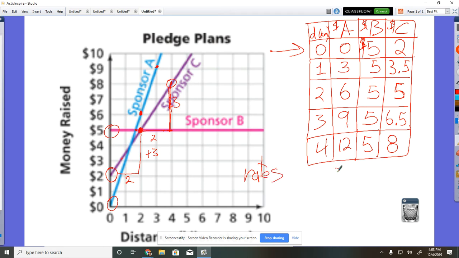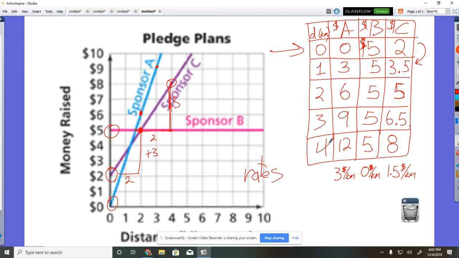The rate for A is $3 per kilometer. The rate for B is $0 per kilometer. The rate for C for every single kilometer is 1.5. Don't be tricked into thinking that it's 3, because that's $3 for every 2 kilometers. It's a different ratio. We need to look at unit rates.